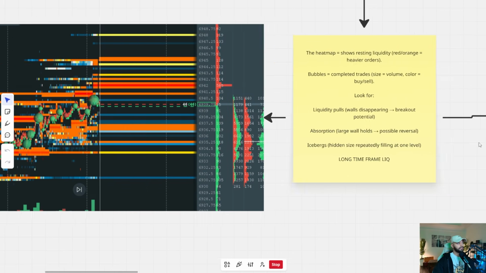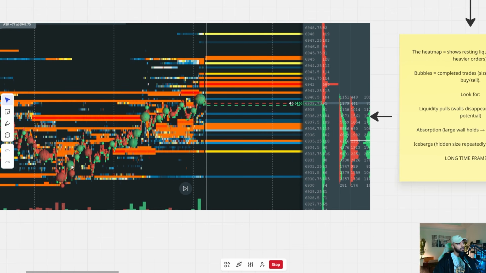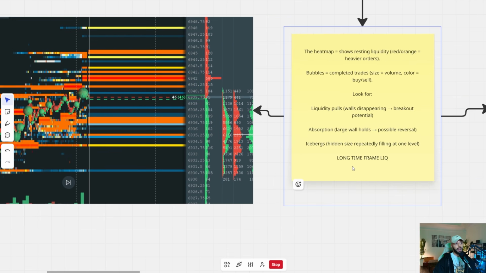But basically, if you see liquidity getting pulled, that's a breakout potential as well, because let's say you have all these offers here, or pushing up with aggressive buying, all the offers disappear. Now there's nothing stopping the aggressive buyers, right? That's the difference between liquidity being pulled and algos front running.